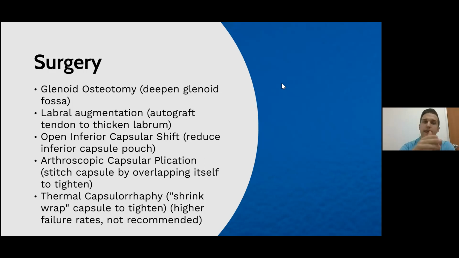of the capsule, remove a certain section of it, almost like in a triangle, and then they will pull the two together to provide a little bit more tension in that part of the capsule, almost like they're overlapping it if it really needs it as well. And then the last one, thermal capsuloraphy.